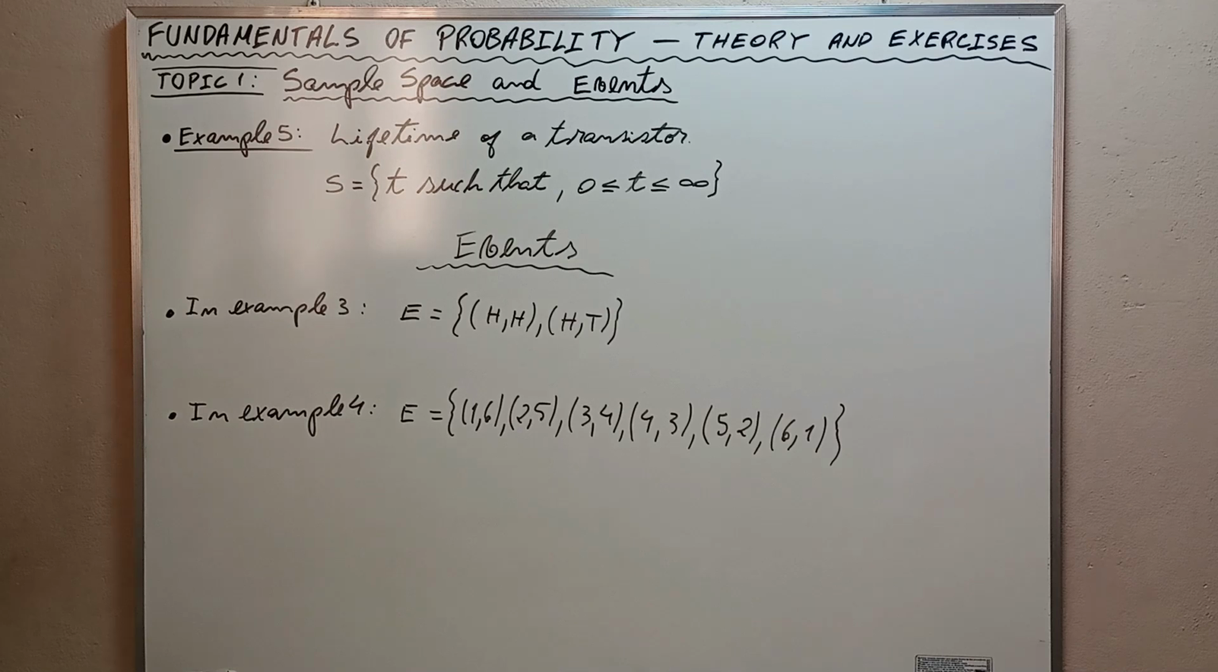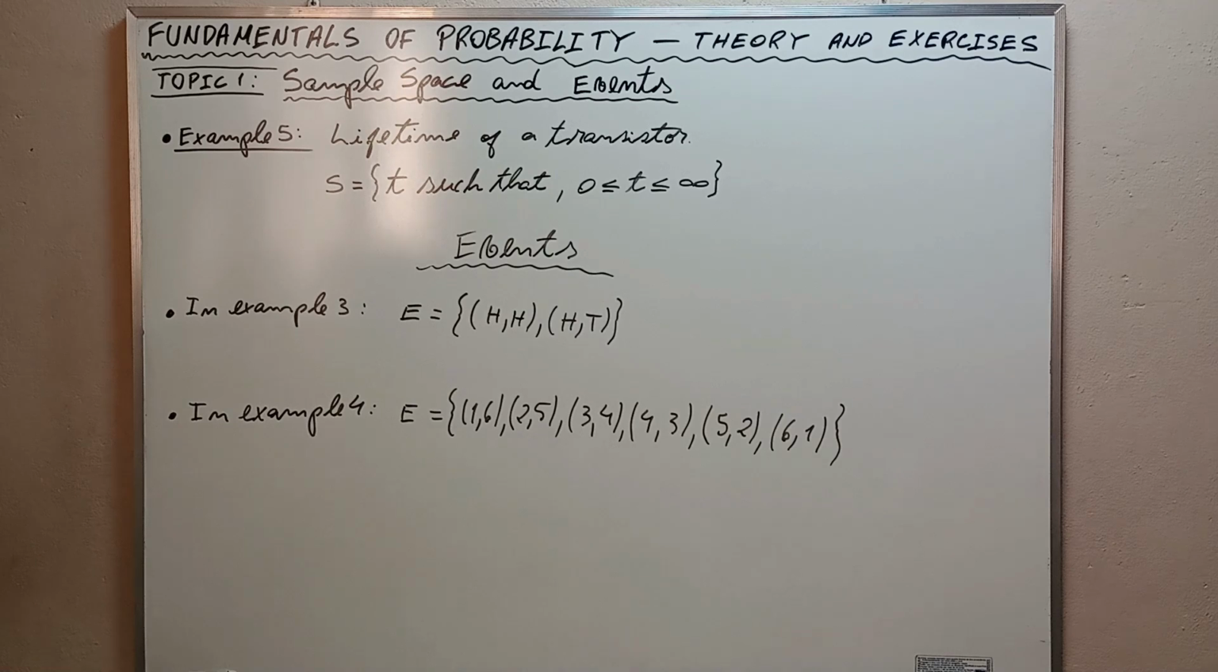Any subset E of the sample space is known as an event. In other words, an event is a set consisting of the possible outcomes of the experiment. If an outcome of the experiment is contained in E, then we say that E has occurred.